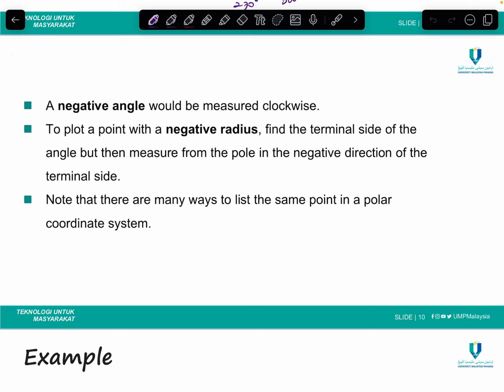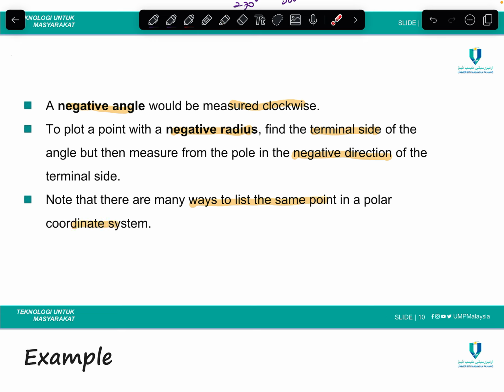A negative angle would be measured clockwise. To plot a point with a negative radius, find the terminal side of the angle. Then measure from the pole in the negative direction of the terminal side. Note that there are many ways to list the same point in the polar coordinate system.